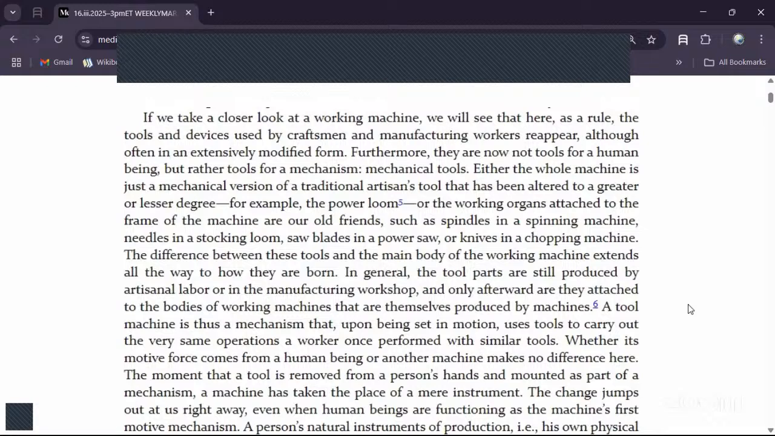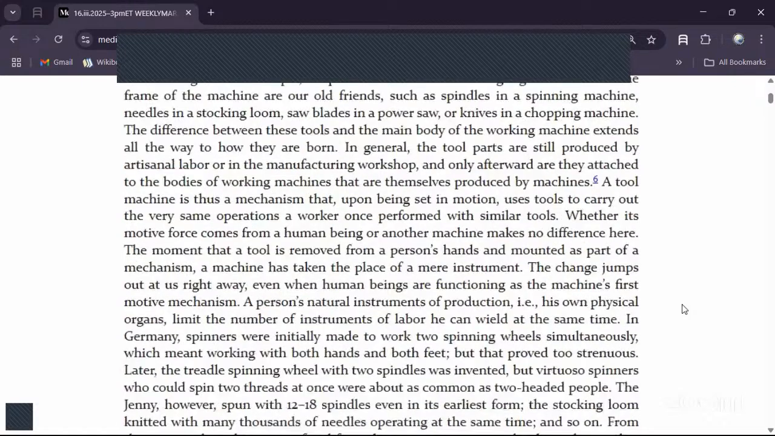The difference between these tools and the main body of the working machine extends all the way to how they were born. In general, the tool parts are still produced by artisanal labor or in the manufacturing workshop, and only afterward are they attached to the bodies of working machines that are themselves produced by machines. A tool machine is thus a mechanism that, upon being set in motion, uses tools to carry out the very same operations a worker once performed with similar tools. Whether its motive force comes from a human being or another machine makes no difference here.